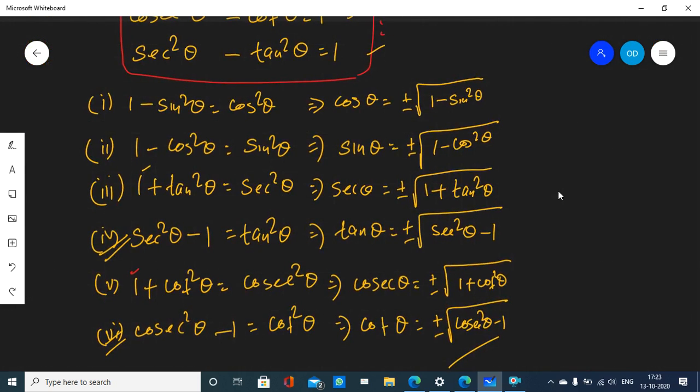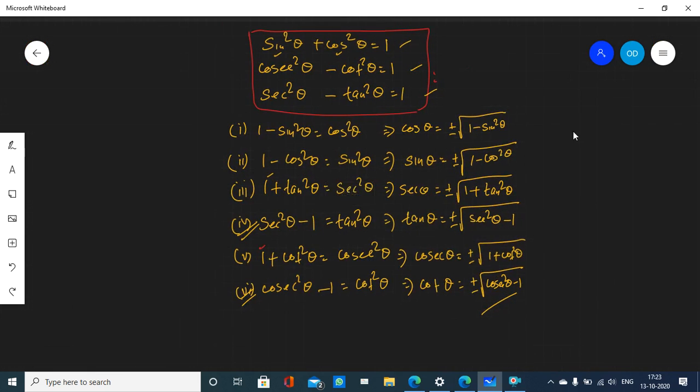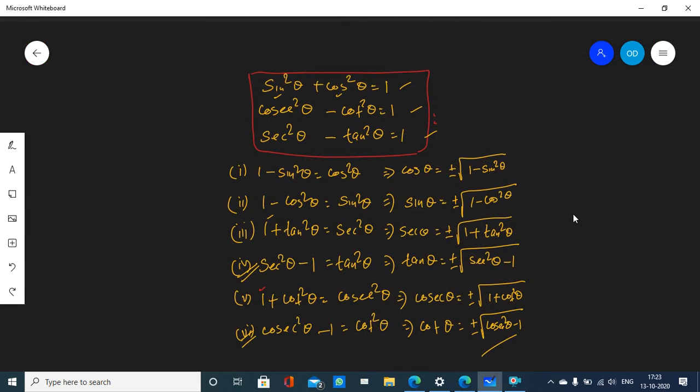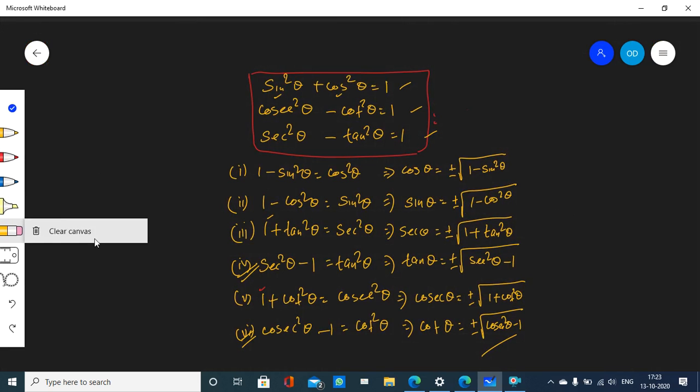As simple as that. So you take the screenshot now. Done. Okay, let me erase it.